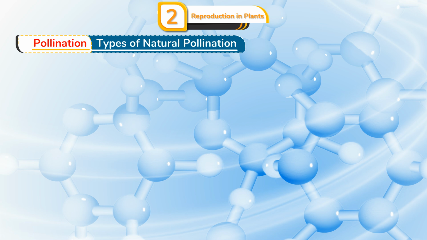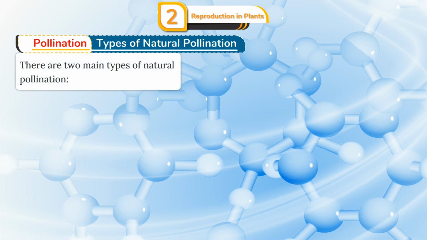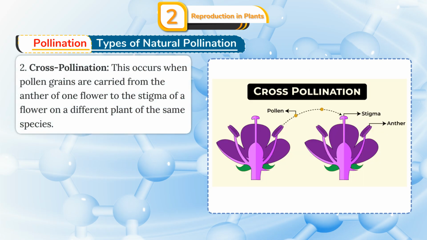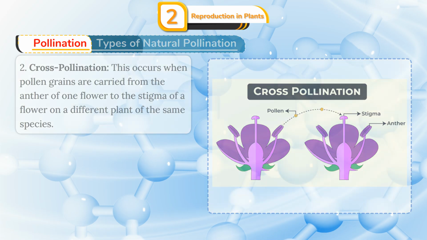Types of natural pollination. There are two main types of natural pollination. 1. Self-pollination. This occurs when pollen from the anther of a flower is transferred to the stigma of either the same flower or another flower on the same plant. 2. Cross-pollination. This occurs when pollen grains are carried from the anther of one flower to the stigma of a flower on a different plant of the same species.